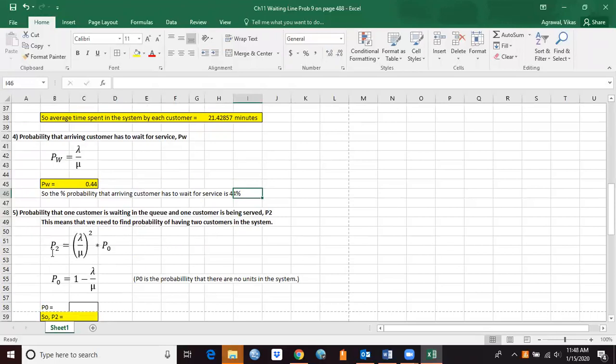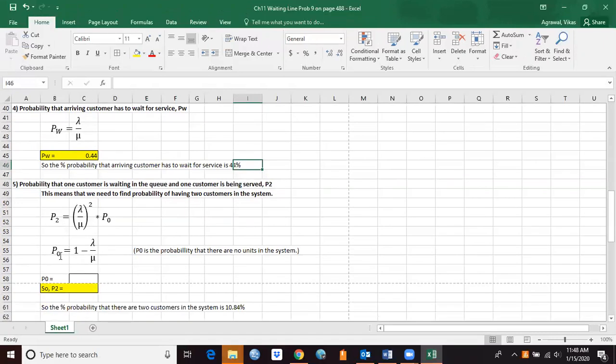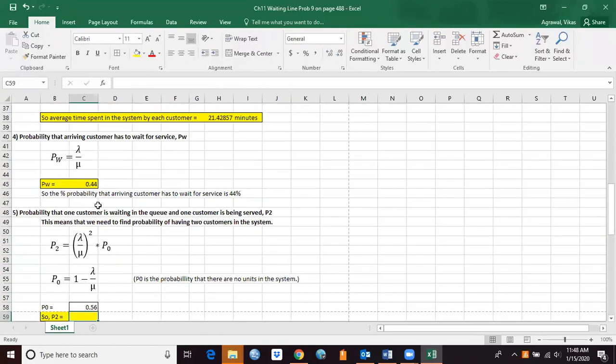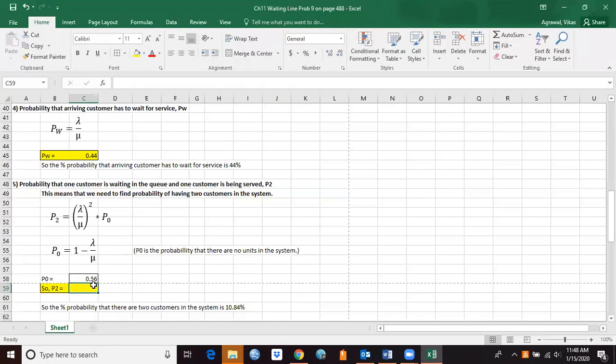The formula for that is P2 equals (lambda over mu) squared times the probability of zero customers in the system. The probability of zero customers in the system is given by 1 minus lambda over mu. So let's find that one first. 1 minus lambda over mu is 56 percent.